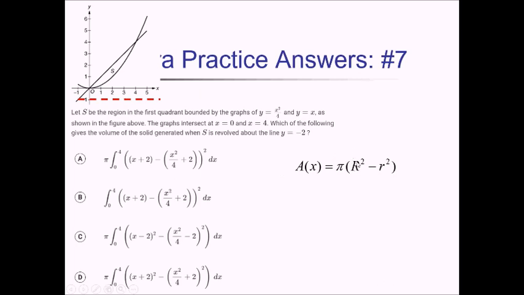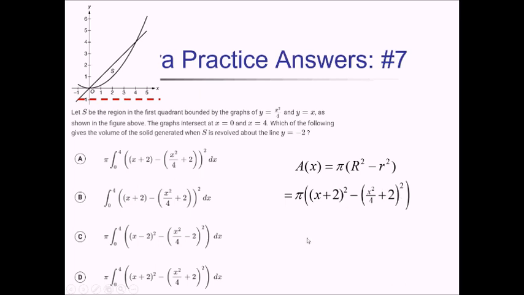Big R, that's the distance between my axis of revolution and the further away part of my bounded region. So from my axis of revolution to the upper function here, it turns out. So that's just going to be x, which is this function up here, minus -2. That'll give me that distance. So I can actually write that as x plus 2, and I have to square that now because it's big R squared. Still have that pi out there. Don't want to forget that. Now I have to subtract little r squared. So that's going to be this closer in function, x squared over 4, minus -2, so plus 2. And again, we're squaring all of that.